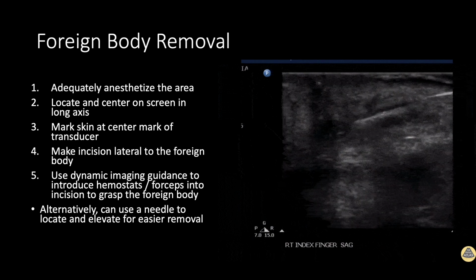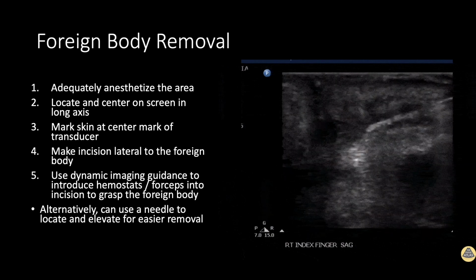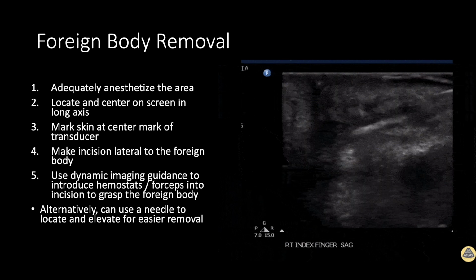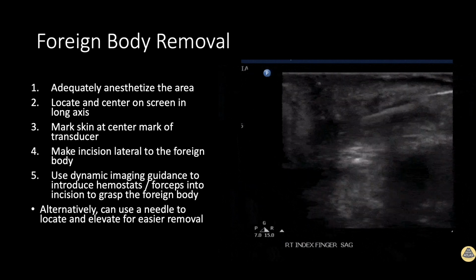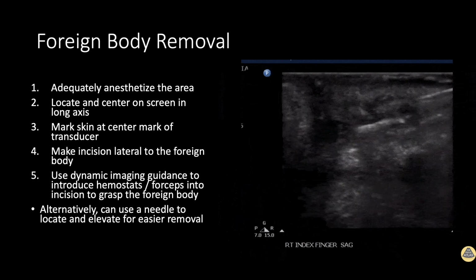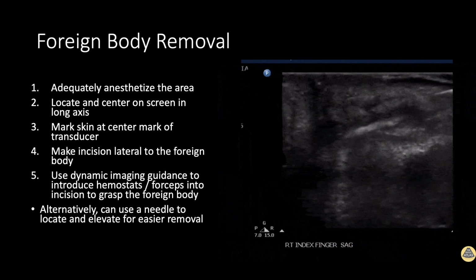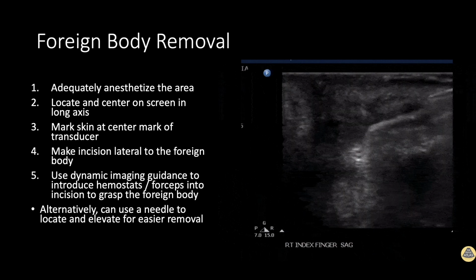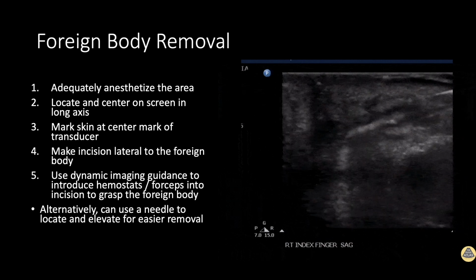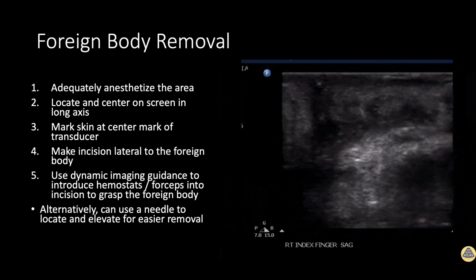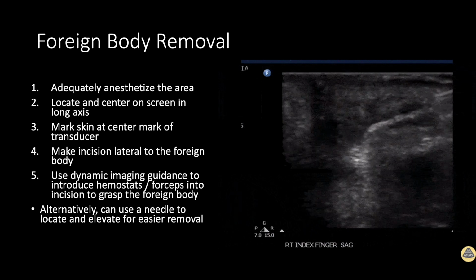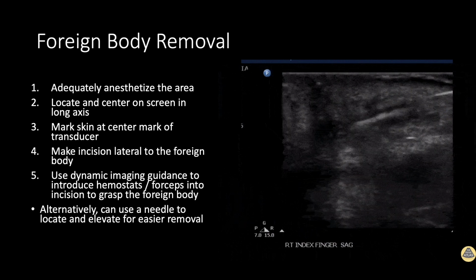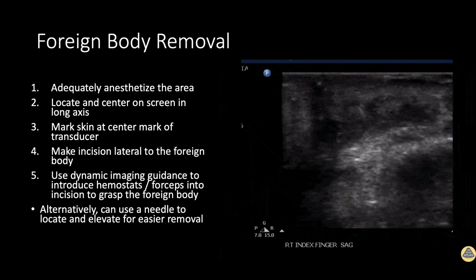Some people use needles to locate the object and elevate it up to the skin, or use a needle and then dissect with a scalpel to the level of the needle to remove a foreign body. But I generally have good success with making a little incision and then inserting an instrument, and that's the approach that's being demonstrated here. Remember that then you should irrigate and ensure hemostasis, and consider if your patient warrants antibiotic therapy as well.